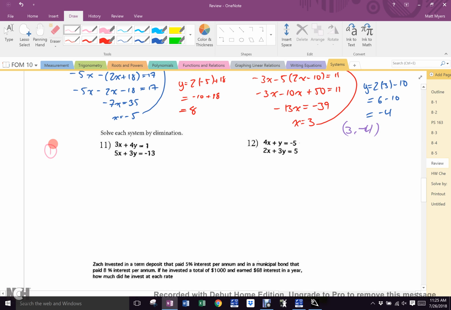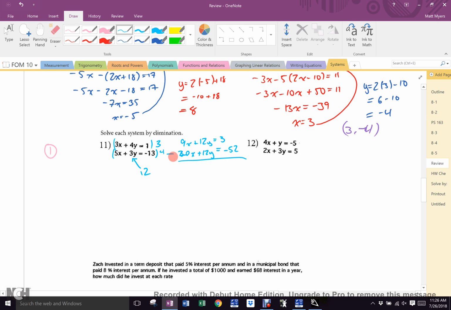Now, here is where you have a choice. If you're getting rid of the x, what are you shooting for? 15. If you're getting rid of the y, what are you shooting for? 12. I do not care which one you did. Now, since we did y with all of the substitution ones, I'm going to eliminate y, so we're working with x. All right? So to do that, I need to get both of these to 12. I'm going to multiply that guy by 3 and that guy by 4, which gives me 9x plus 12y equals 3, and 20x plus 12y equals negative 52.